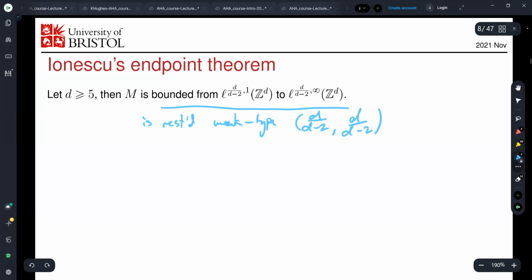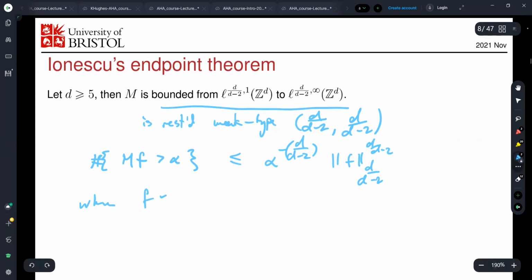And that has the same interpretation as before. What we end up looking at is the super level sets of M. So if I take my function f, I want to look at when Mf is greater than alpha, and I want to know the measure of that, which for us is actually just the cardinality. And I want to compare it to some power of alpha, which for this case is d over d minus 2, times the L^p norm of f, to the d over d minus 2, but where f is the characteristic function of any finite set inside of Z^d.